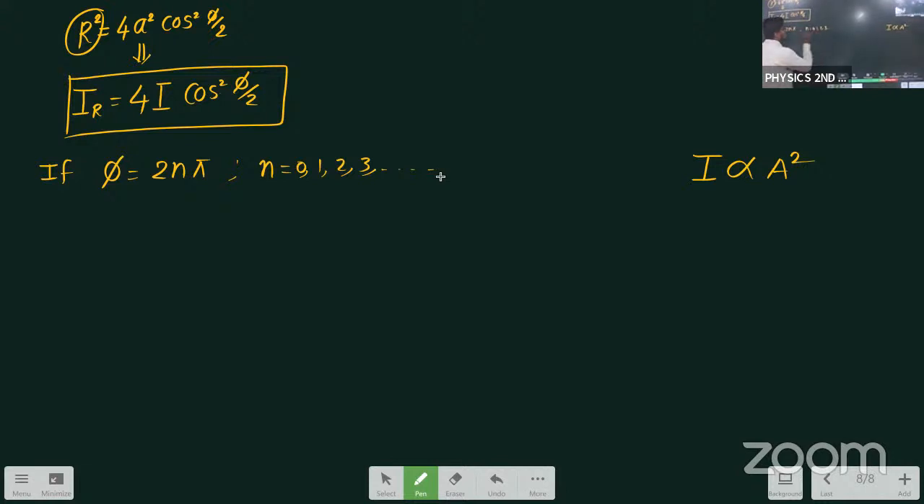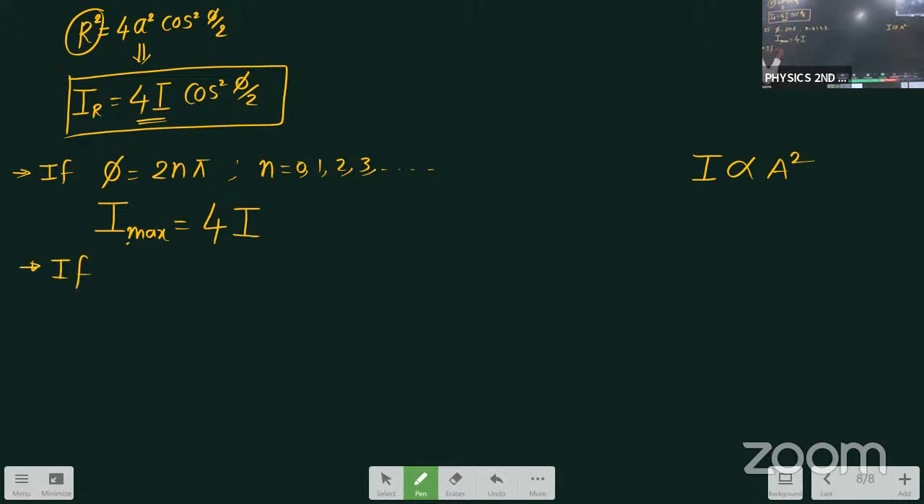If I substitute the value of n as 1, it will become 2 pi. The 2 gets cancelled, and I will be left with pi. What is the value of cos 180 degrees? It will be -1. But here there is a square, so -1 whole square will again become 1. Again I will be getting the maximum intensity. So if phi is equal to 2n pi, I will be getting maximum intensity. What will be the maximum intensity? I max will be equal to 4 I.